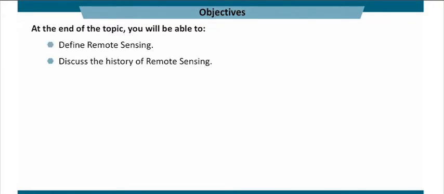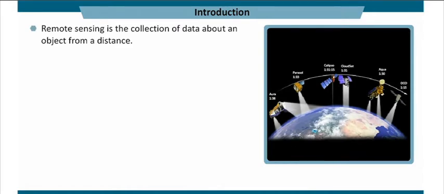At the end of the topic, you will be able to define remote sensing and discuss the history of remote sensing. Remote sensing is the collection of data about an object from a distance. Remote sensing is the most effective technology to collect information on any part of the Earth within a short period of time without touching the ground.